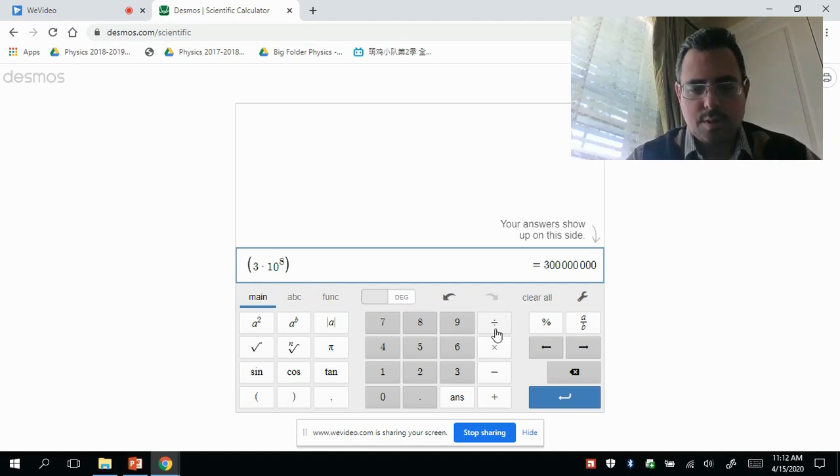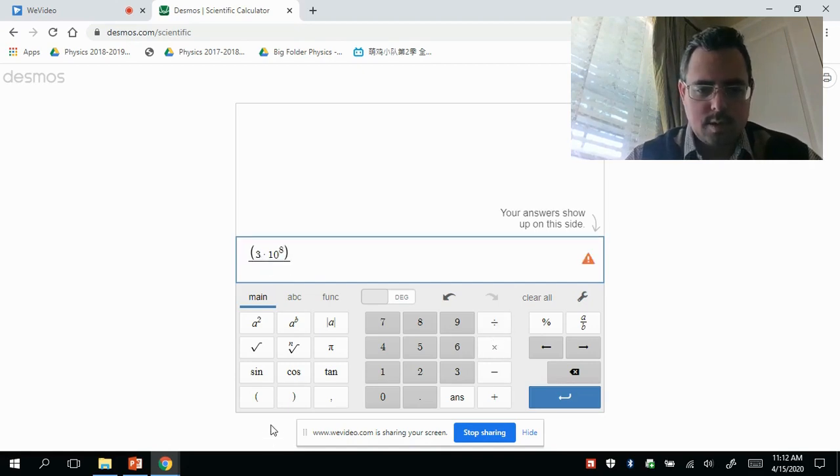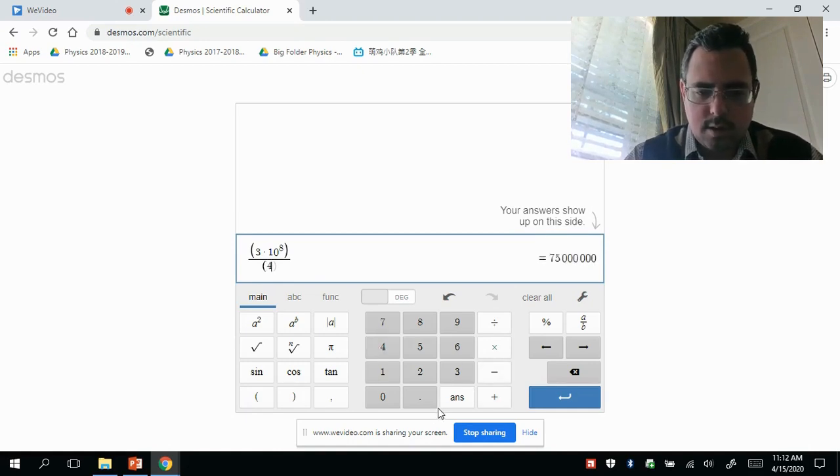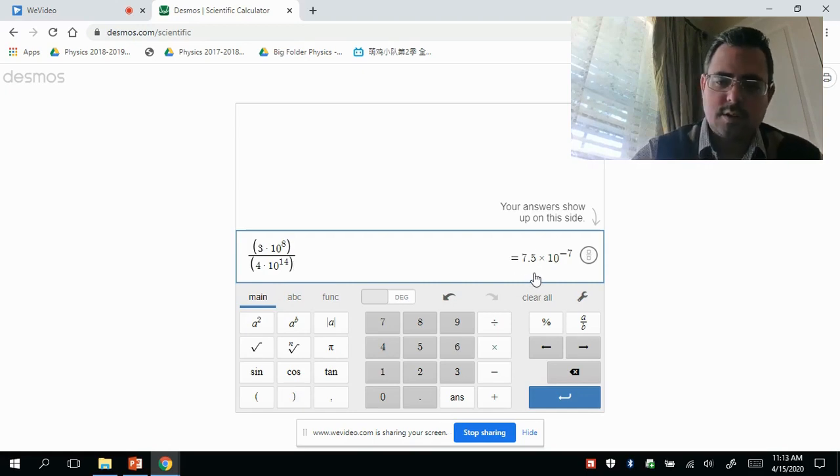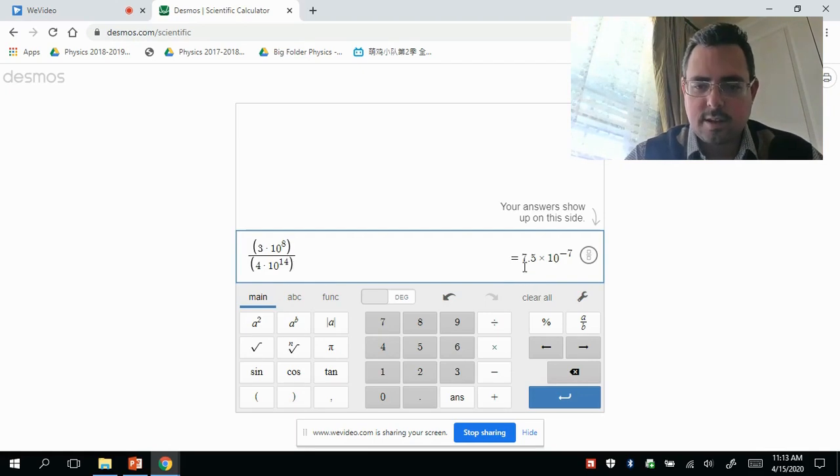Now the number on the bottom was 4 times 10 to the 14th. I'm going to press the divide sign, and once again I'm going to put parentheses on the bottom to make sure everything gets calculated in order. I'm going to do 4 times 10, and come back to the exponent button. Press it, and then press 14. Then I click near the bottom so that the flashing line is down at the bottom level. Then I can close the parentheses, and you see it gives us the answer over here.